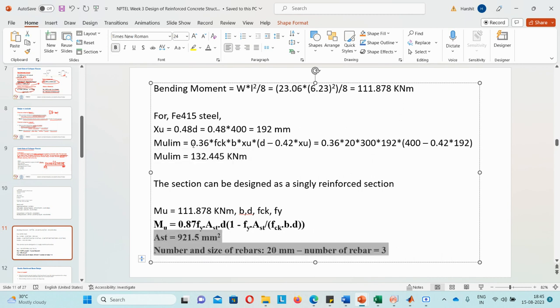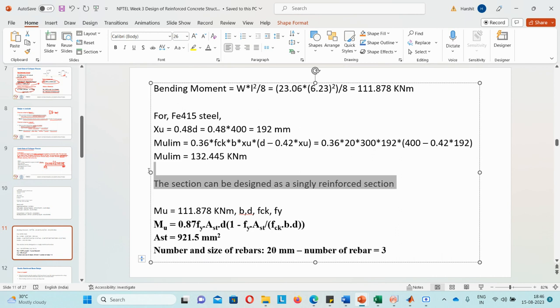You can also find out by comparing with nominal shear stress, like tau V equals V upon BD, and if it is less than tau C max. If we find out the nominal shear stress and compare it with tau C max, then we can find out whether it is under reinforced or over reinforced. But for commenting on that, first you need to know how much reinforcement you provided.